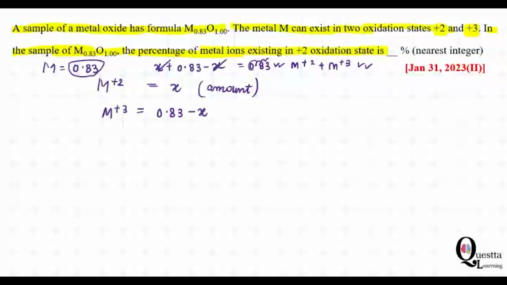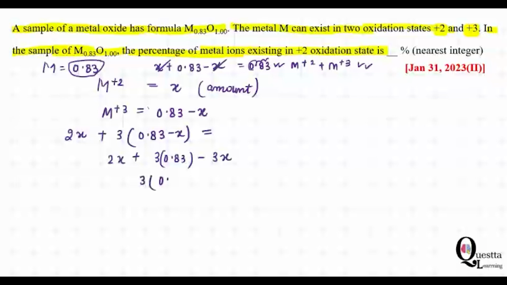Now what we have to do? For the +2 oxidation state, it is 2X, and for the +3 oxidation state, the amount is 0.83 minus X. So which we need to find for the +2 oxidation state: it is 2X plus 3 multiplied by 0.83 minus X, that is 3 times (0.83 minus X). So here 2X minus 3X comes out to be minus X.